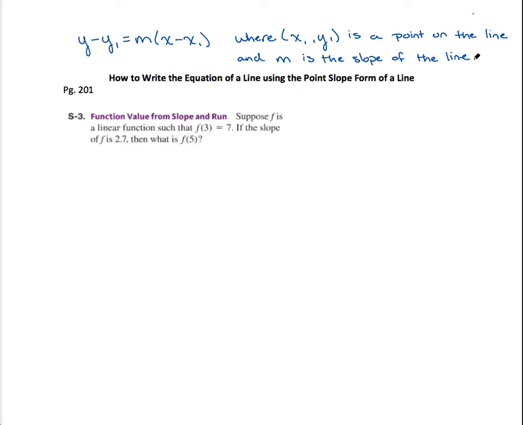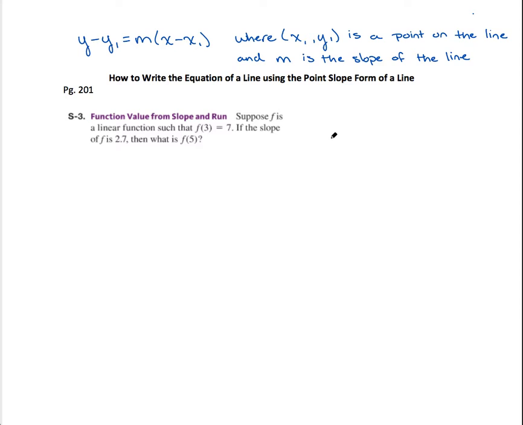So I usually tell my students that anytime they're given a problem where they have a point on the line and they also know the slope of the line, they should consider using the point-slope form of a line to write the equation of that line. So let's take a look at S-3, and you can find this on page 201. And feel free to pause the video at any point where you want to stop and work along with me. Let's take a look at this problem.